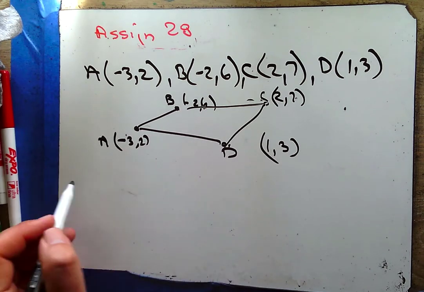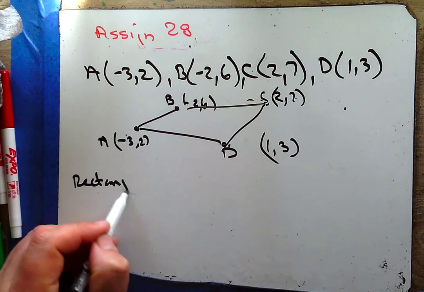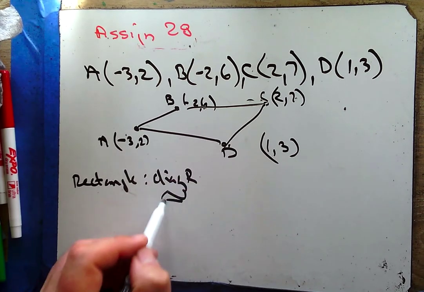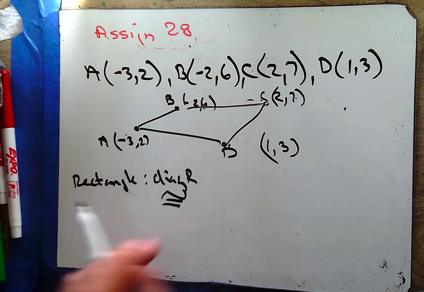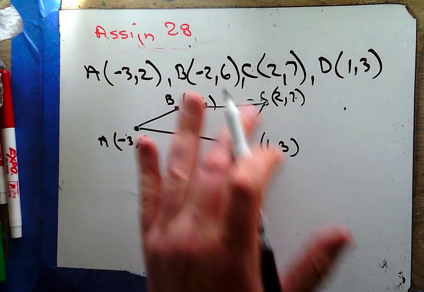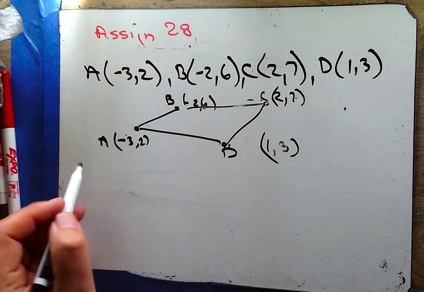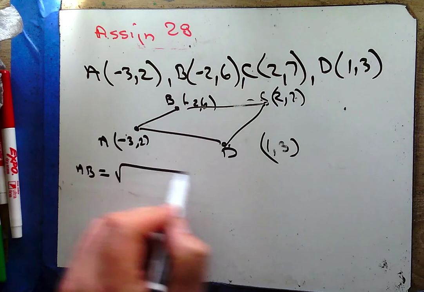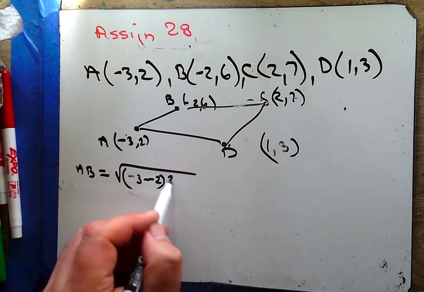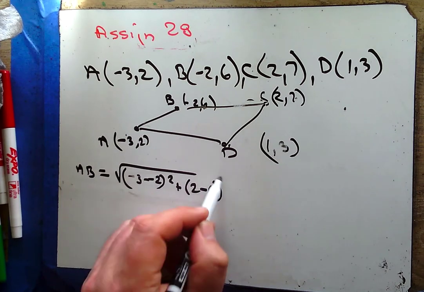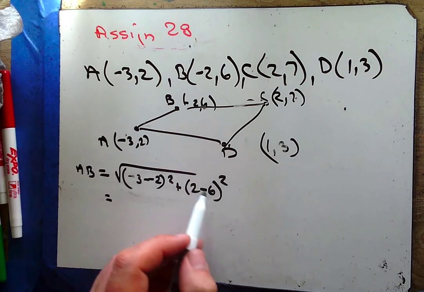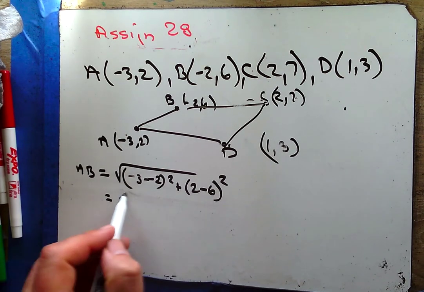Though, in a rectangle, diagonals are congruent. So maybe I'll need those distances, but at the beginning, I think I just want to use the distance formula to find these things. So the length of AB is going to be the square root of -3 minus -2 squared plus 2 minus 6 squared. It's -1 squared, which is 1. This is -4 squared, so I get the square root of 17.